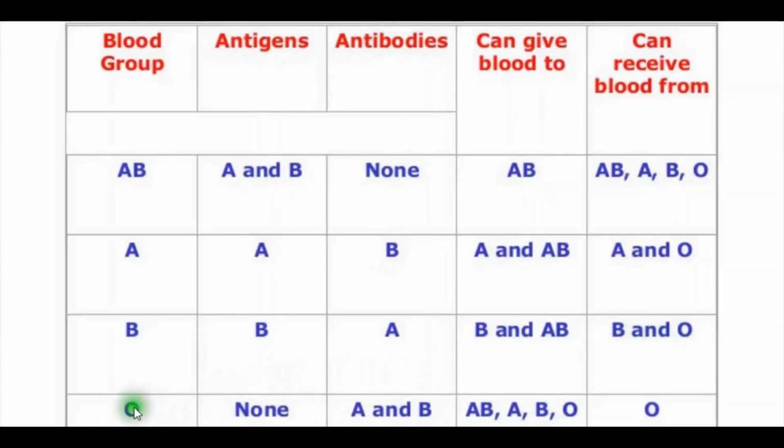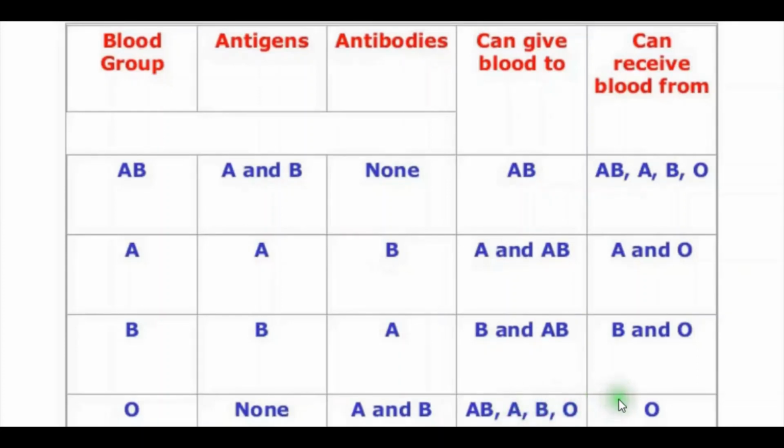The last blood group is O group. There is no antigen but antibodies A and B. Two antibodies are present, A and B. They can give the blood to AB, A, B and O group persons. So they can give to all the blood group persons. So they are known as universal donors.